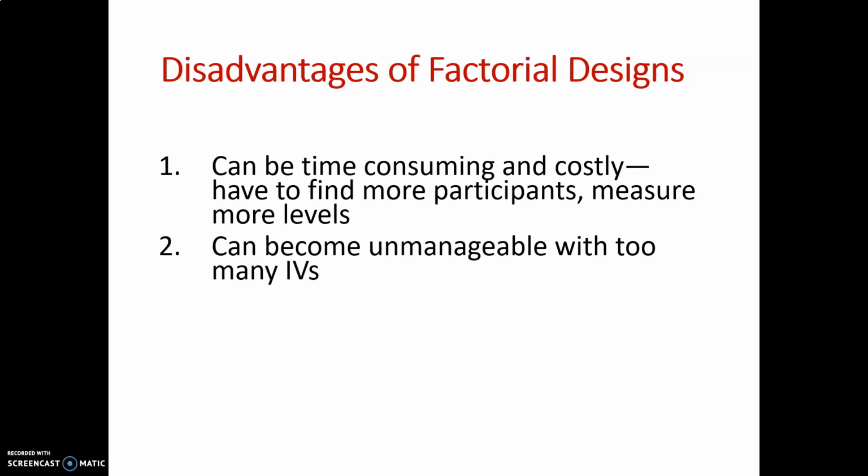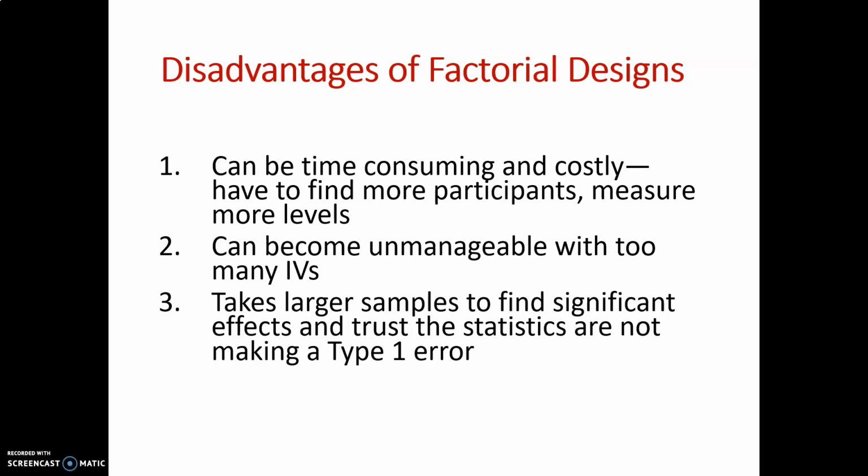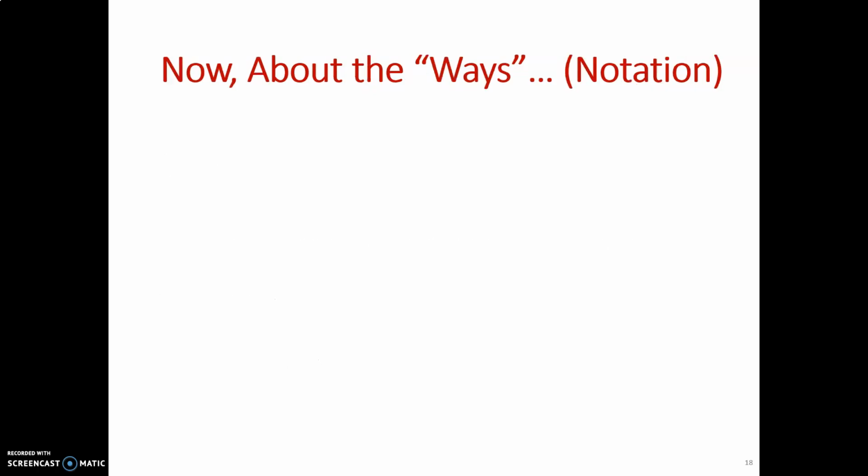It can become unmanageable if you try to add too many independent variables. Too expensive, too time-consuming, your participants get too tired. It does take larger samples to do these more complex designs, to find significant effects and trust that the statistics are not just making a type 1 error. So if we assume that you need about 20 people in each condition of an ANOVA in order to trust your results as being good enough, you can see how this quickly adds up if you try to add layer upon layer of independent variable.